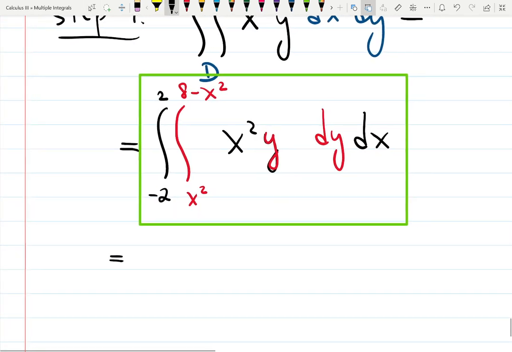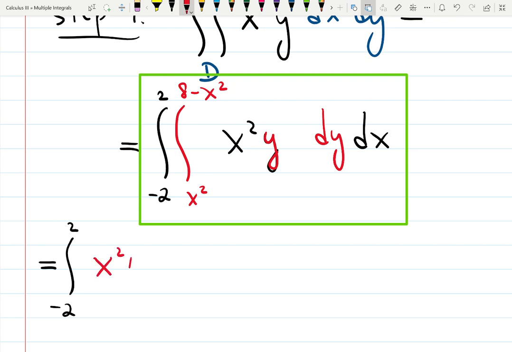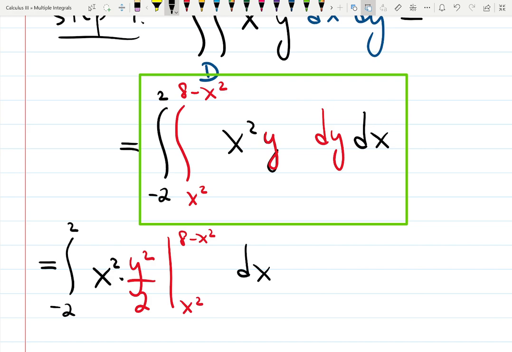Let's keep dx waiting from -2 to 2, but let's integrate y. Let's integrate x squared y with respect to y. That's going to be x squared y squared over 2. Maybe I'll keep it in black. x squared is a constant. y becomes y squared over 2. A bar from x squared to 8 minus x squared. And now dy disappears completely, only dx stays.